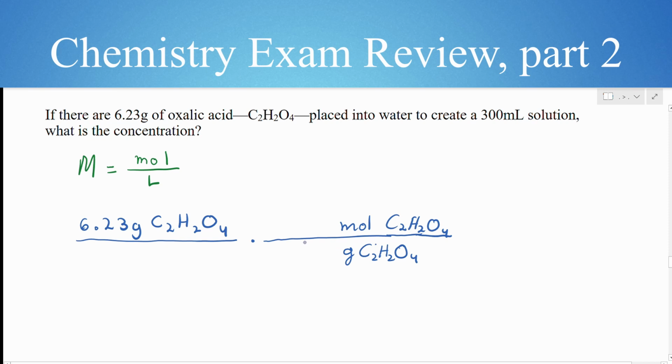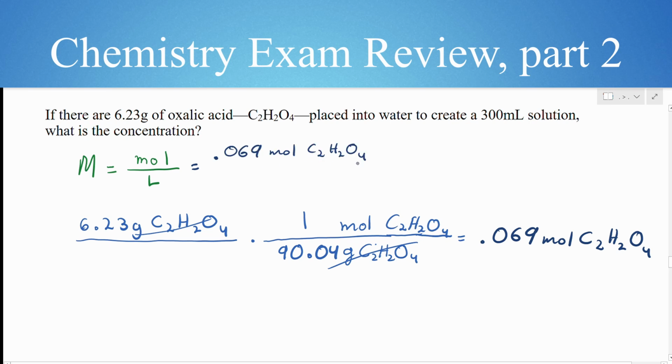The molar mass here is that in 1 mole of this acid, we have 90.04 grams of the acid. Now the grams of oxalic acid cancel out. So now we have the problem 6.23 divided by 90.04. This would give us 0.069, and that will be in moles of the acid. Now we have the moles, so we can start writing our equation. Our number of moles is going to be 0.069, and now we need to find liters.